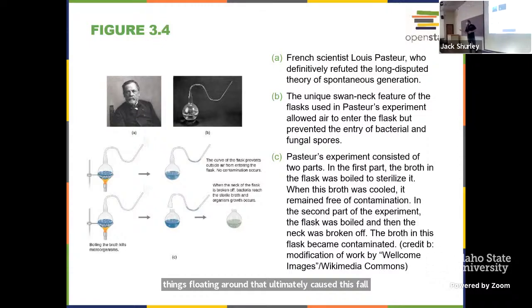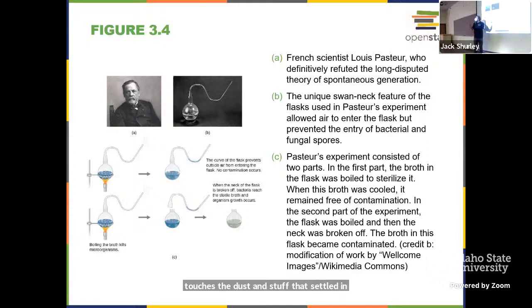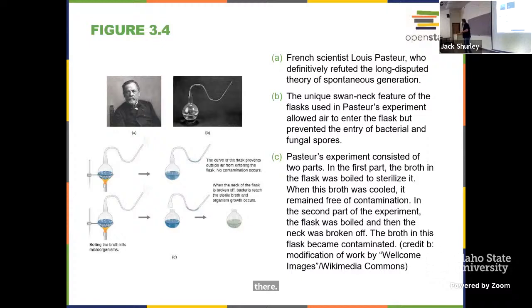He did other experiments with these swan neck flasks. He would do this same thing, heat it up, and then after this flask up above has sat for a week or better, he could take the flask and tilt it so that the liquid goes up into the neck, touches the dust and stuff that's settled in there, that's got microbes on it. As the liquid touches it and then comes back into the flask, it also goes turbid, showing that it is stuff that was in the air that settled into there. And that's where all of this stuff is coming from. Not spontaneously.